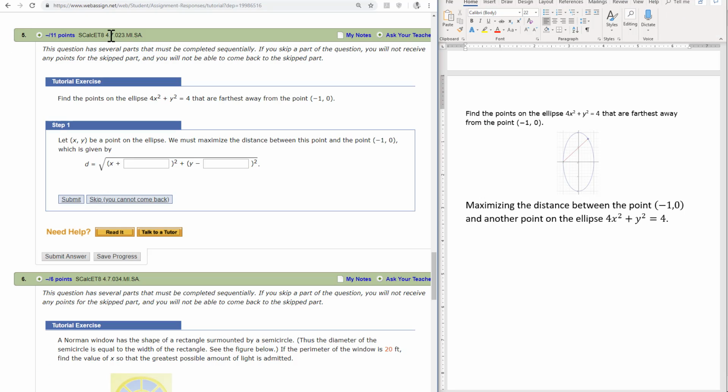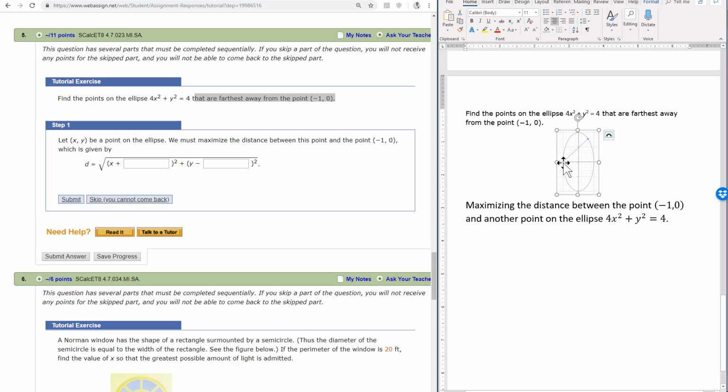Let's take a look at this problem from your lab assignment, section 4.7. It says here that they want us to find the points on the ellipse 4x squared plus y squared equals 4 that are farthest away from (-1, 0). So there's a little graphic of that here.